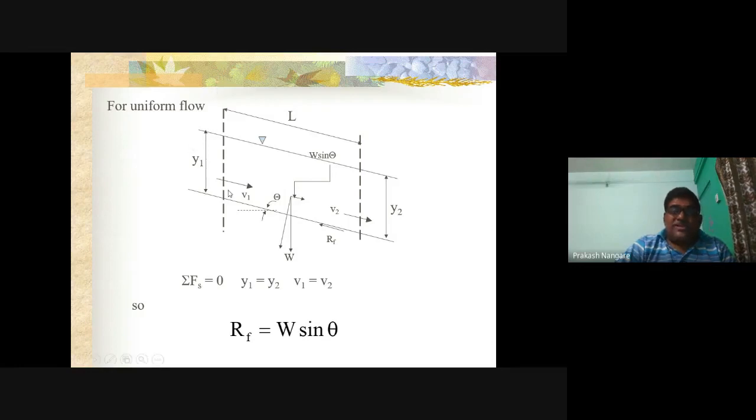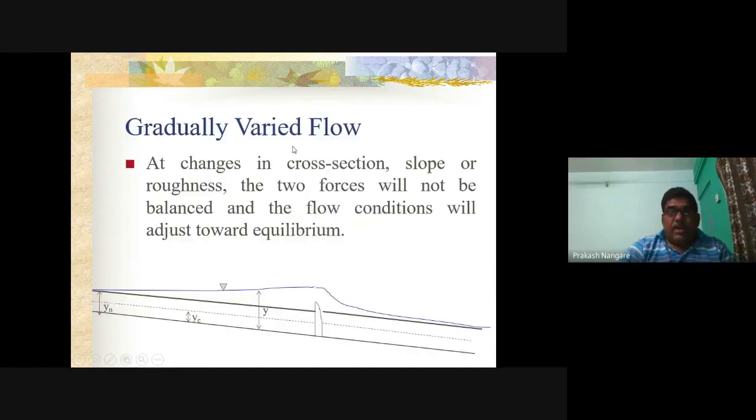Suppose I consider the length bounded between the two sections. This is section 1, this is section 2, and the length between these two sections is L. Then the further equation will be found at changes in the cross section. Suppose you observe the normal depth. In case of uniform flow, the depth of the flow is always equal to the normal depth, or the depth of the flow in uniform flow is nothing but the normal depth.